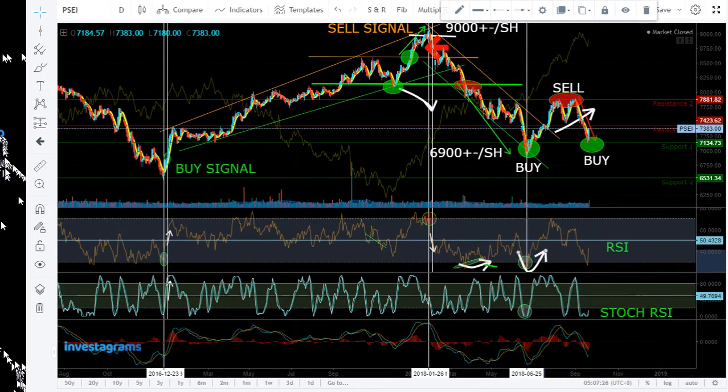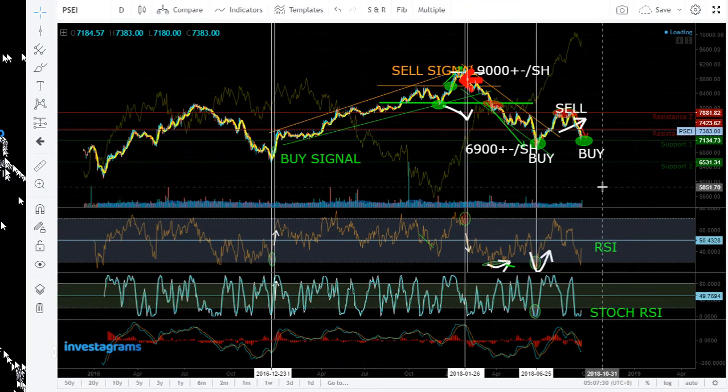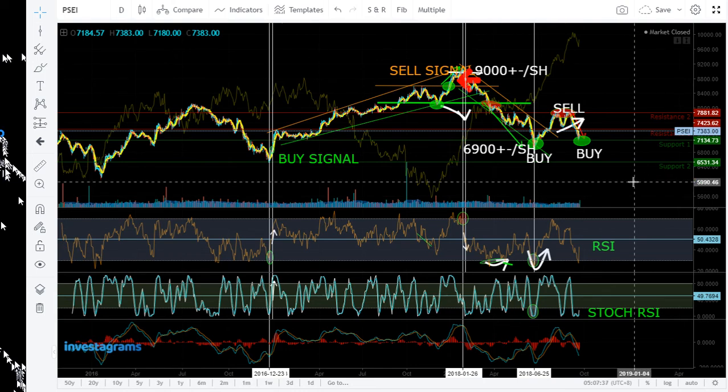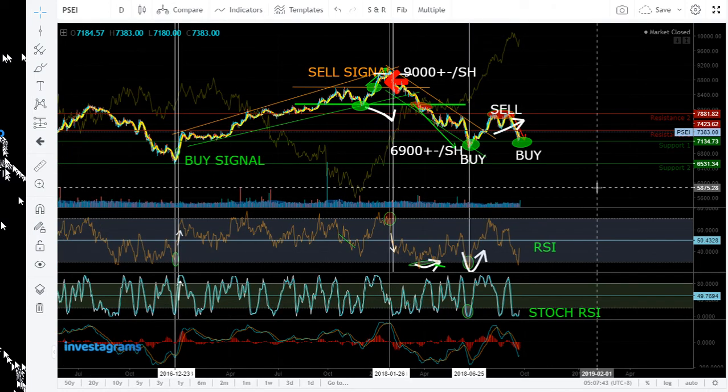So hopefully it is clear to you how to use the RSI, MACD, and the stochastic RSI in congruence with the CYbORG Pro trading strategy.